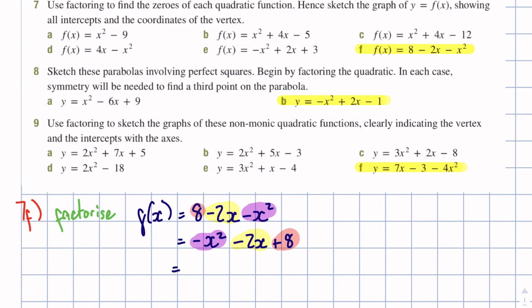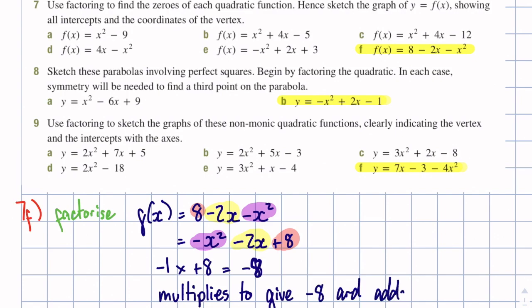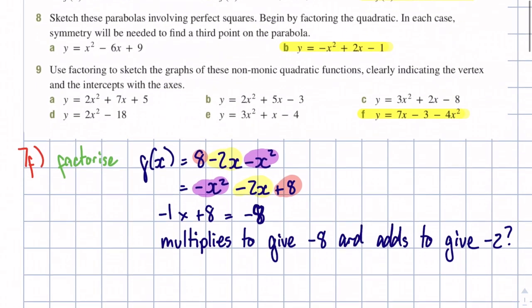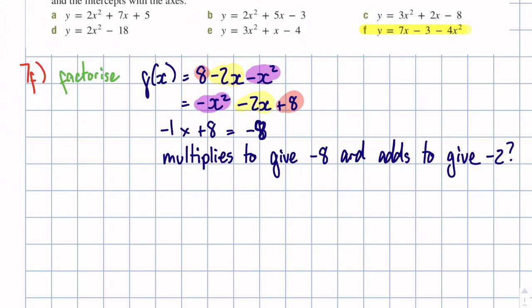I also hate having a negative outside of my x squared. Actually, no, we can cope with that. We can totally cope with that. So, negative 1 times positive 8 equals negative 1, yeah? What multiplies to give negative 1 that adds to give negative 2? Multiplies to give negative 8, I should have said, not negative 1, obviously. Negative 8. And adds to give negative 2. So, negative 4 and positive 2? Negative 4 and positive 2.